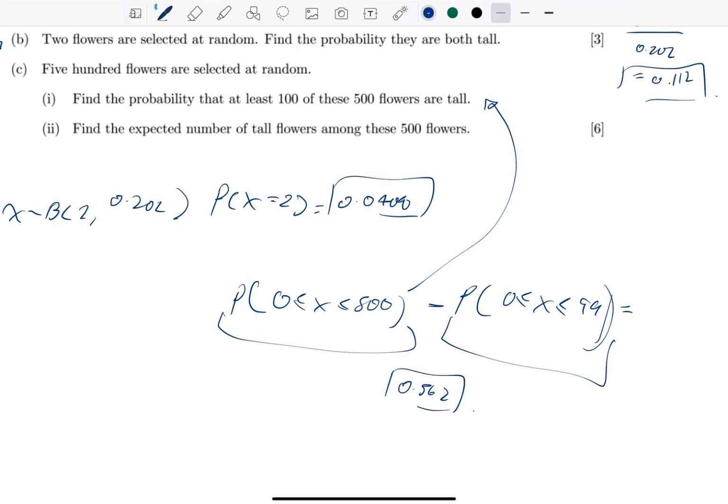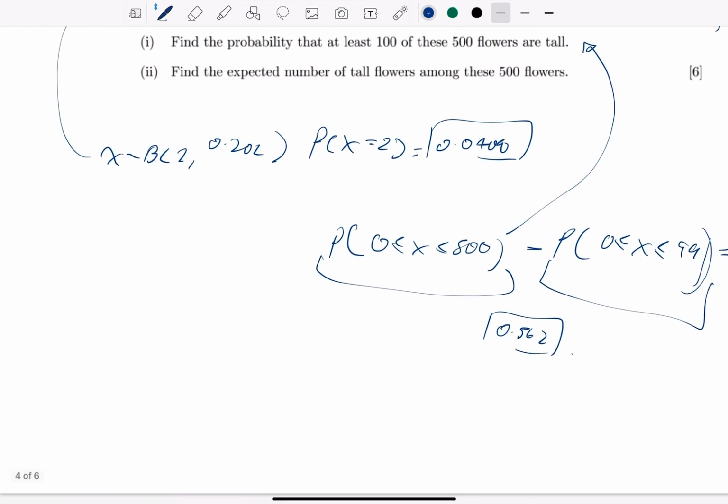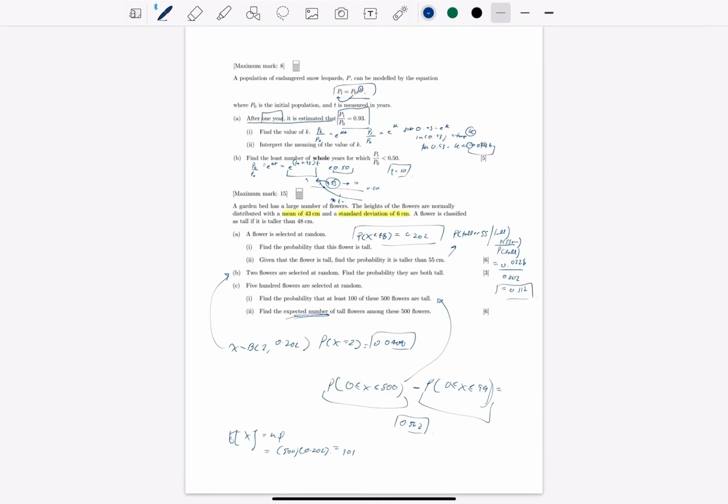Cool. Using the formula, we're going to find the expected number of tall flowers. We know that that's just np. We have 500, and we know the probability of being tall, once again, is 0.202. And that will yield us 101 tall flowers.